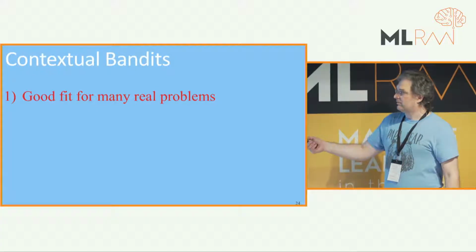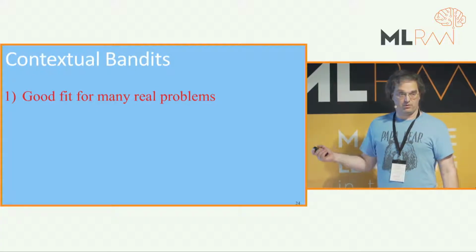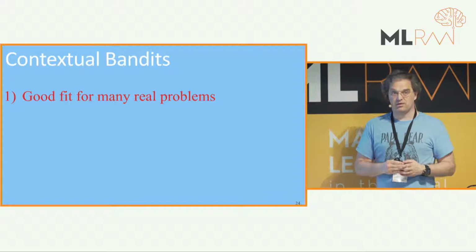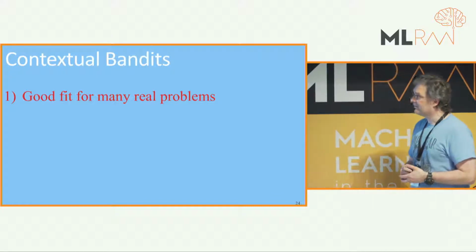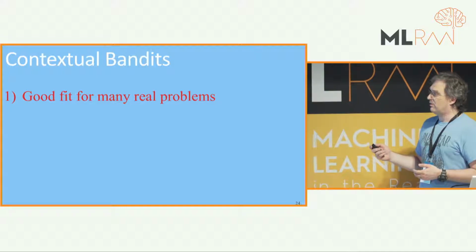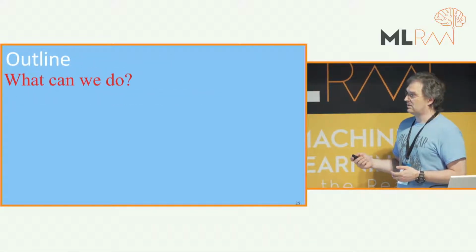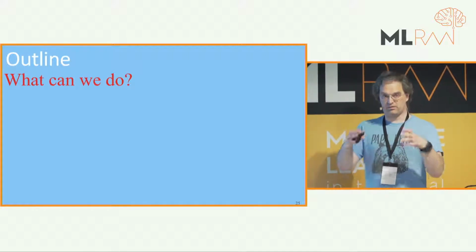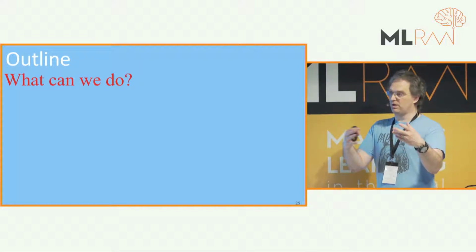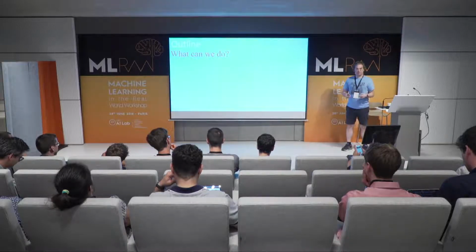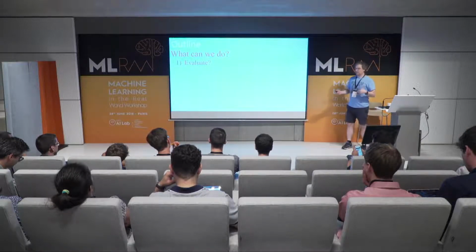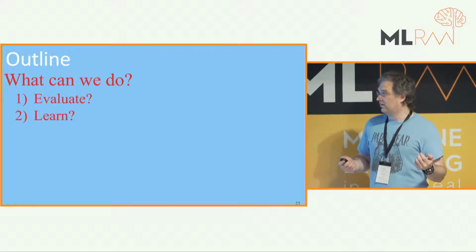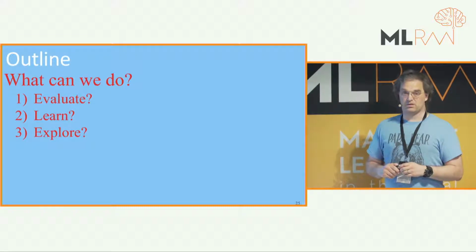Okay, so the claim is that this is actually a good fit for many real-world problems. That it's a better fit than supervised learning, for example, for many of these problems. And now, what we're going to talk about next is what we can do. So how do we craft algorithms for contextual bandit learning, and what can we prove about these algorithms and so forth. So I want to lay out the foundations. In particular, how do you know if you have a good contextual bandit learning algorithm? How do you actually do the learning, and how do you explore?